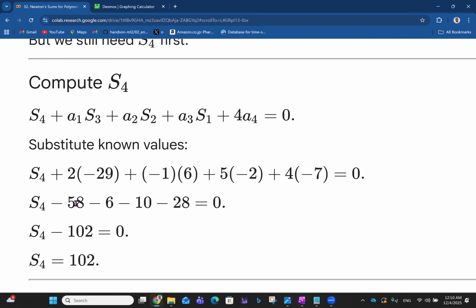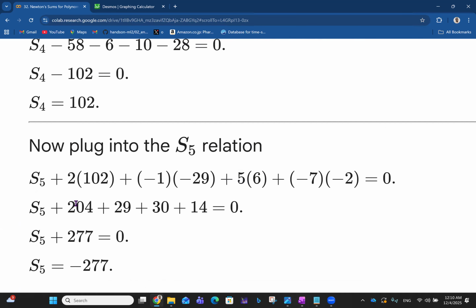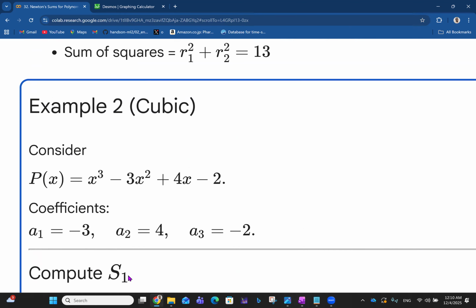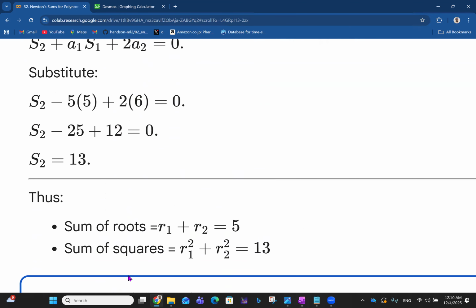Let me finish up with this so I stop jumping all over the place. Now if you plug this into the S5 relation, you have S5 to be minus 27. A very good example of this is the order 2 case that we did initially, because it's easier to understand things with order 2, since the order is very small. Here we know that R1 is 2 and R2 is 3, for instance.